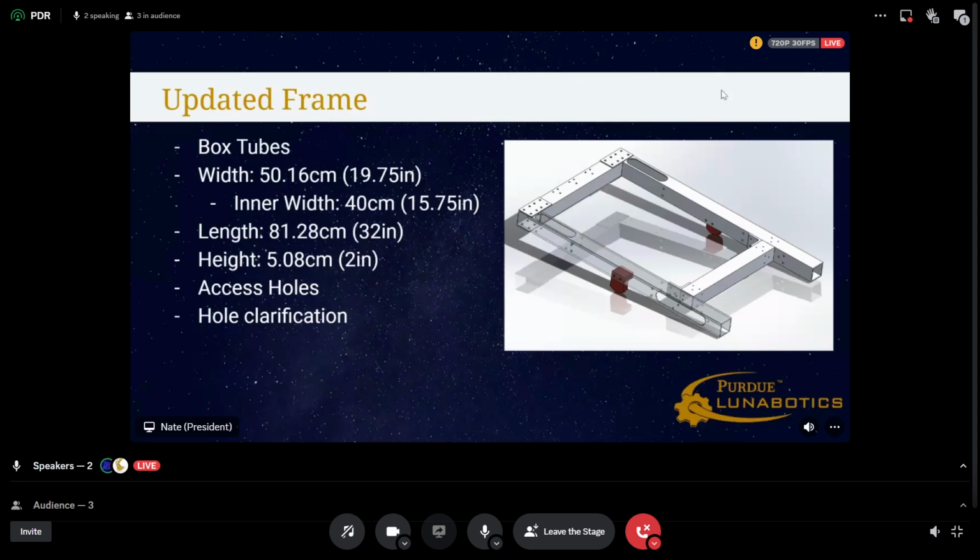So there's the dimensions. There are currently 4 total access holes. There will be 2 on each of the box tubes. We have ones in the back, on the top, so we can get to the gearbox holes, and then there will be 2 on these sides towards the front, so we can also get to gearbox mounting holes, and some interior mounting for the front box tube. And then hole clarification: right now we have, I think, all the holes that we're going to need for mounting. However, we will need to get proper sizing and types of holes for manufacturing.